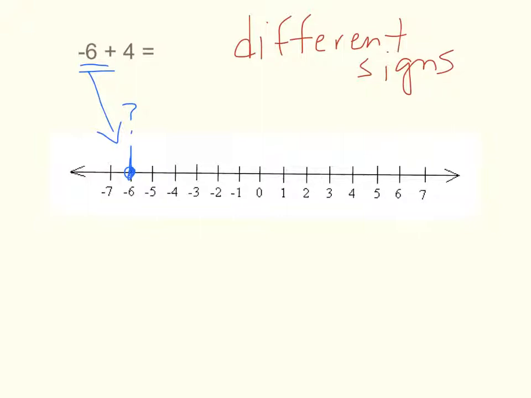Do I have a positive or negative integer that I'm adding? Well, 4 is positive, so I'm going to move 4 spaces to the right. So I have 1, 2, 3, 4. So I see that my answer is -2.